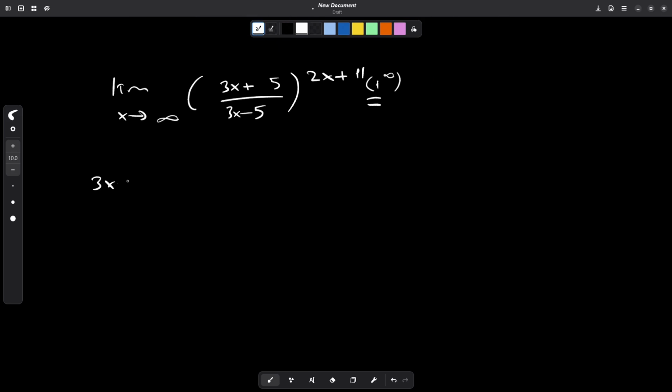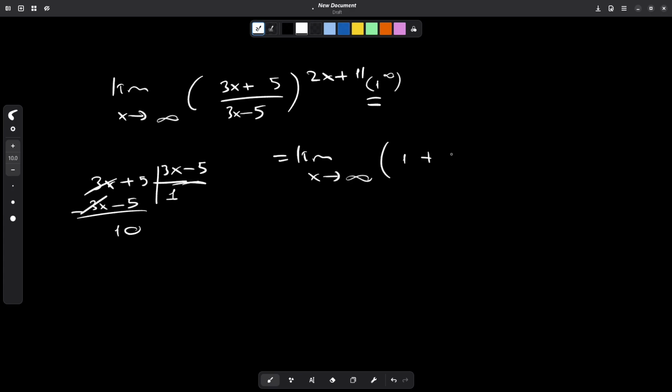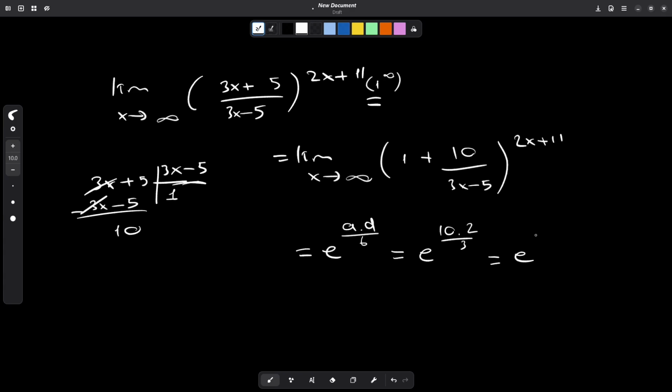How am I gonna do that? I'm gonna do polynomial division. Let's divide these two terms we have. From here, it is 10. Therefore, I can write this limit as 1 plus 10 over 3x minus 5 to the power of 2x plus 11. And now I'm working with the form I want to. I can say e to the power of a times d over b. And my a is 10, my d is 2, and this is over 3. Yeah, the numbers are really weird looking, but it doesn't matter.